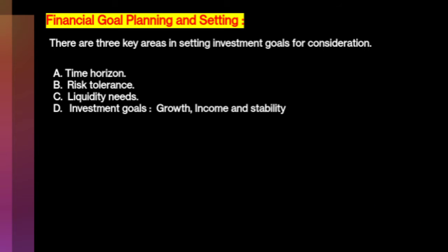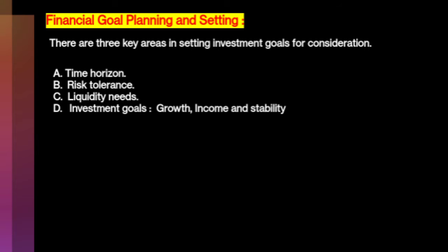So there are 3 key areas in setting investment goals for consideration. First, time horizon. It indicates the time when the money will be needed. To note, the longer the time horizon, the more risky investments can be made.